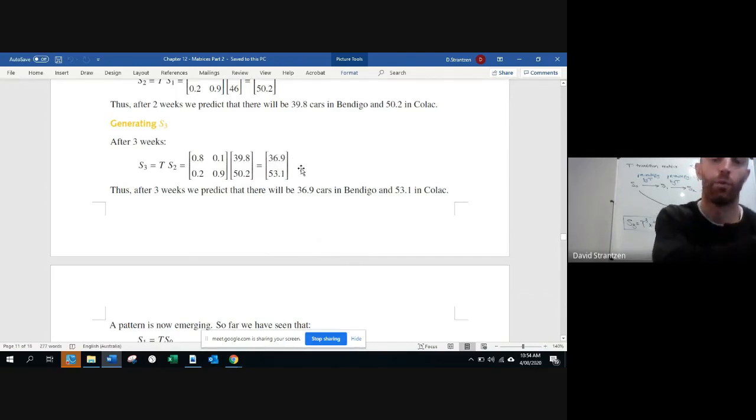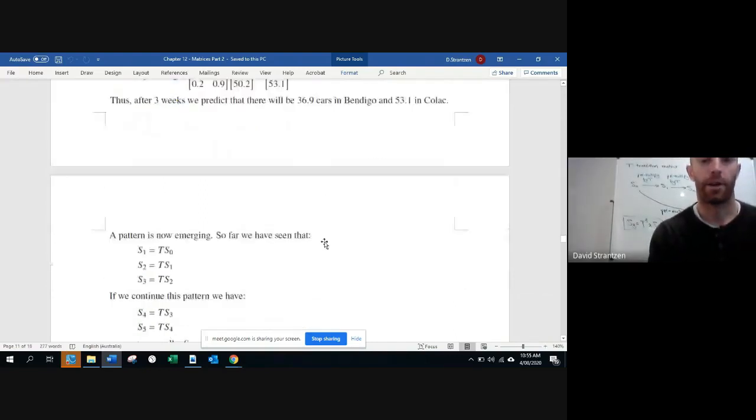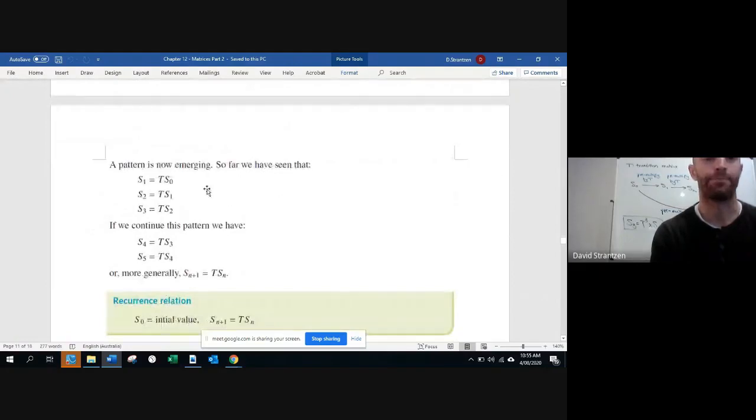So the way that the 90 cars are divided between the two locations is changing all the time. That's why these are called transition matrices: transition, change. All right, so after 3 weeks, we predict that there will be approximately 37 cars in Bendigo and 53 cars in Colac. So you can see the pattern that we're getting.